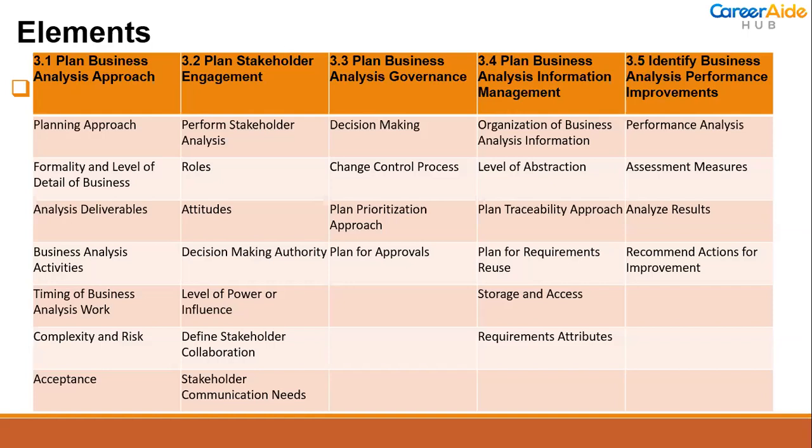The third task we're going to talk about is the plan business analysis governance. And the elements are listed as decision-making. We're going to plan how the decision-making is going to be done. Change control process, plan prioritization approach, plan for approvals.